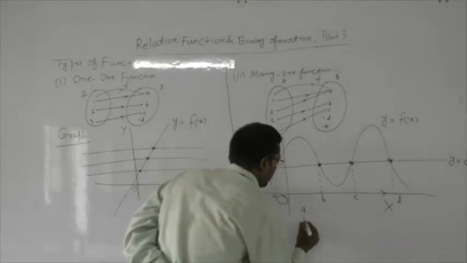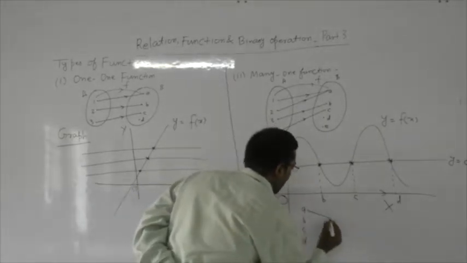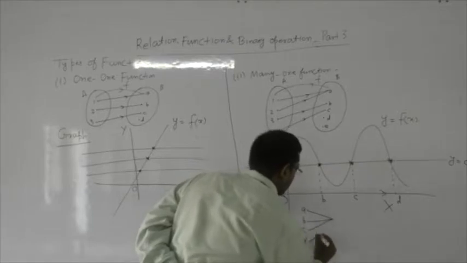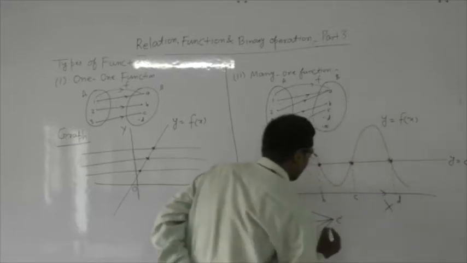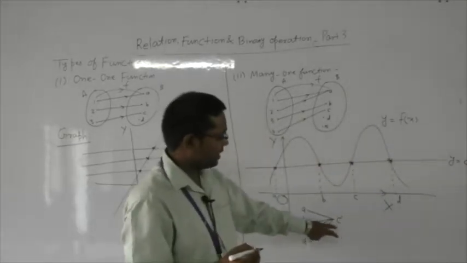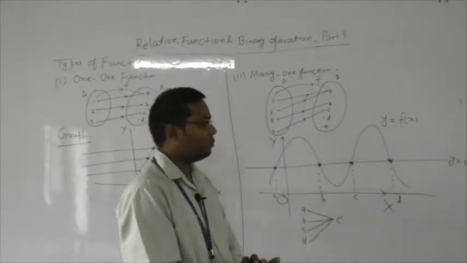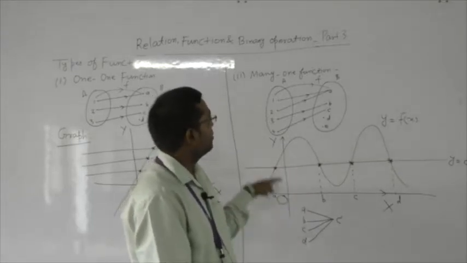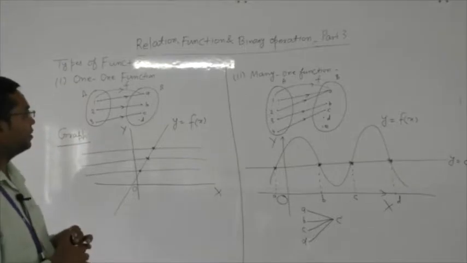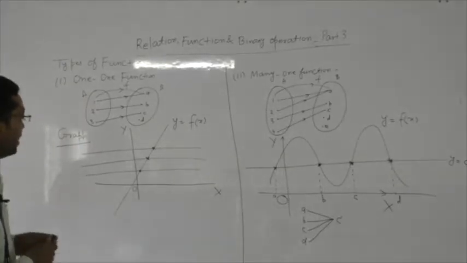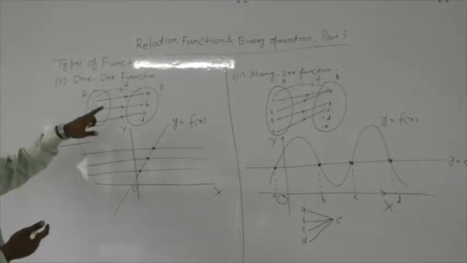So A, B, C, D all have the same image, suppose this is C dash. All four have the same image C dash. Hence, obviously, this function will be a many-one function. Let's see more examples on it, and also how to find a one-one function.